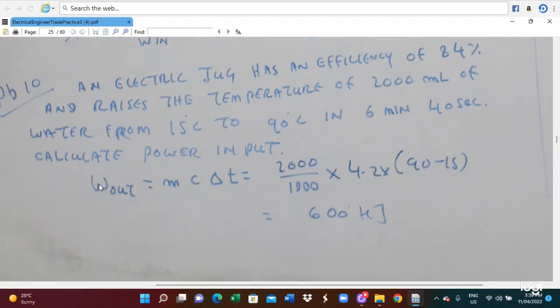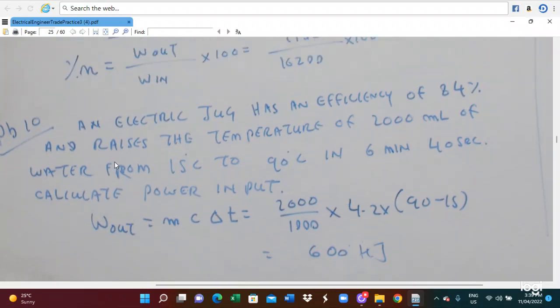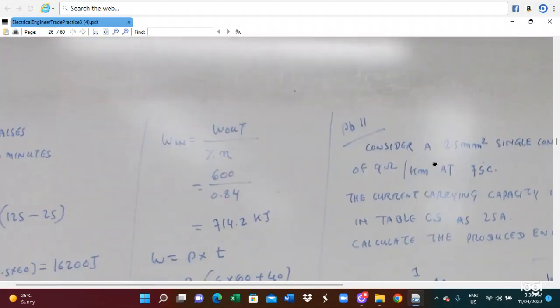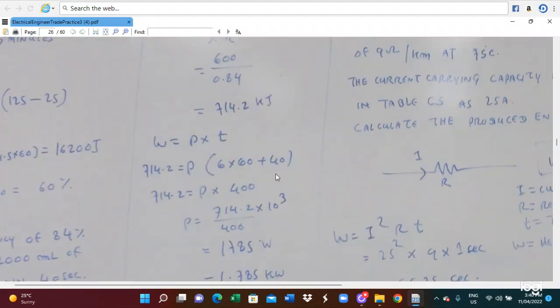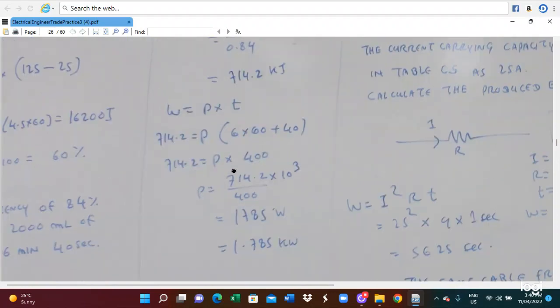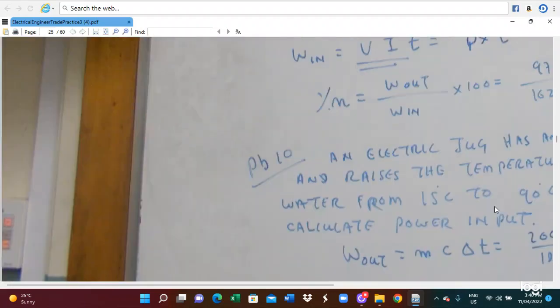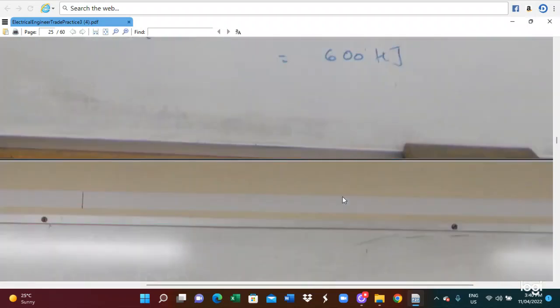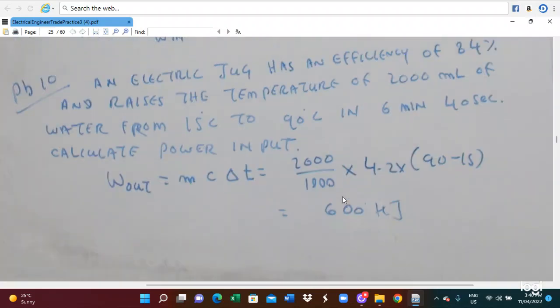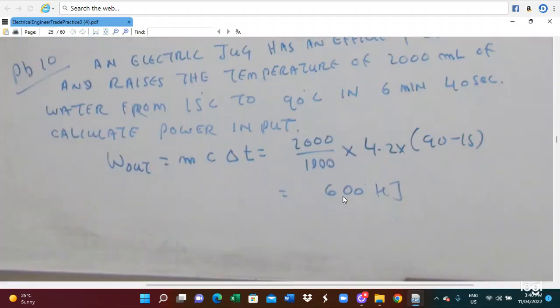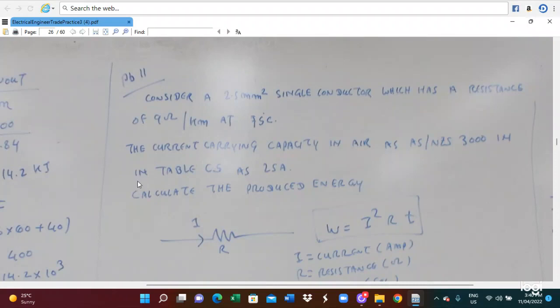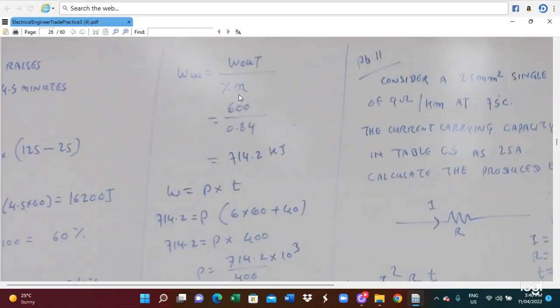Therefore, W out is mc delta T. Mass is 2000 milliliters, so 2000 by 1000, and c is 4.2, and then 90 minus 15, so therefore we calculate 600 kilojoules. Then we also have the efficiency of 84%, so the input energy is 600 divided by 0.84, which is 714.2 kilojoules.